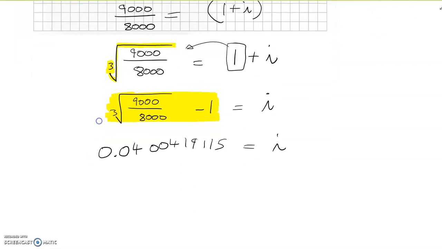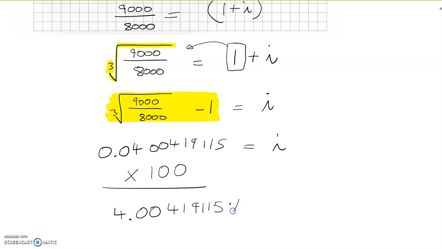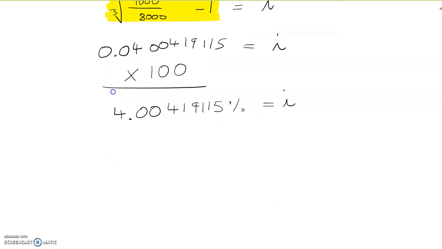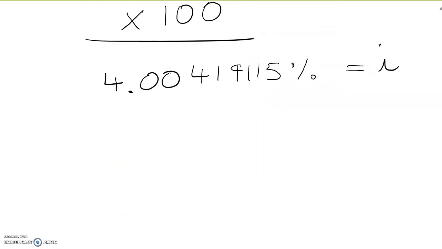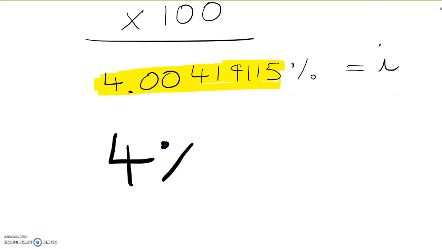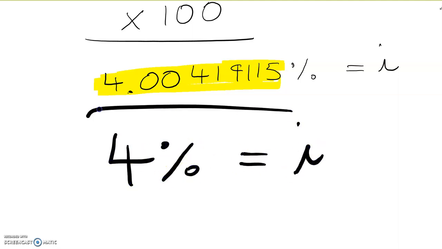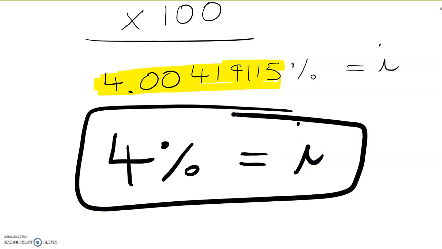Very last step is multiply by 100. So if I multiply that by 100, I get 4.004191115% equals I. Now what do you think? What do you think is the percentage there? Take a look at that. What would you class that as a percentage? It's 4%, isn't it? 4.00. Okay, you'd normally only go to 2 decimal places, so we're dealing with 4%. That's the interest rate for this particular question. Okay, I hope you did well on that and I hope it helped.